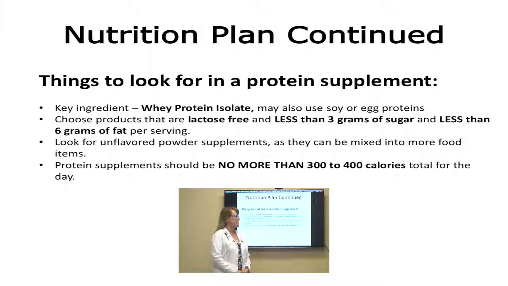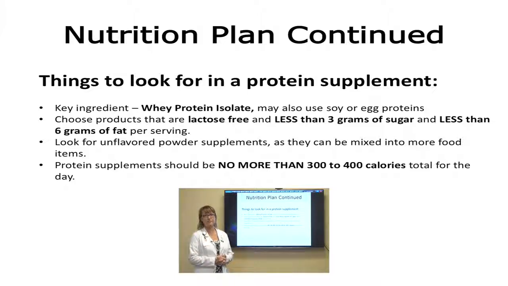Okay, if you want to have a protein supplement, there are some things we do recommend that you look for. Key ingredient would be the whey protein isolate. You can also use soy or egg protein. Obviously, if you're allergic to soy or egg, you do not want to use those two. But I wanted to make sure that you knew that the whey protein is a fabulous protein source. Choose products that are lactose-free and or less than 3 grams of sugar and less than 6 grams of fat per serving. You don't want to have a high-fat protein supplement. That isn't what we're trying to go for after surgery.